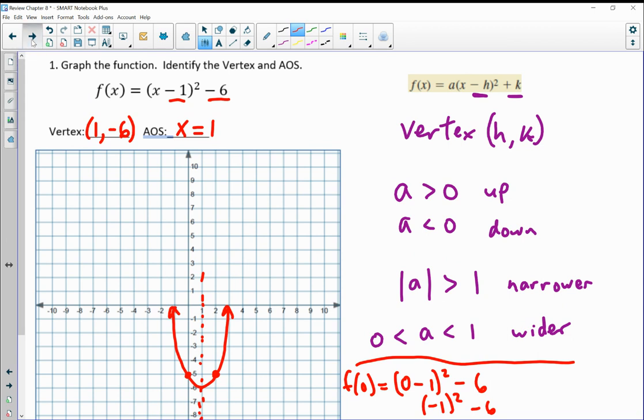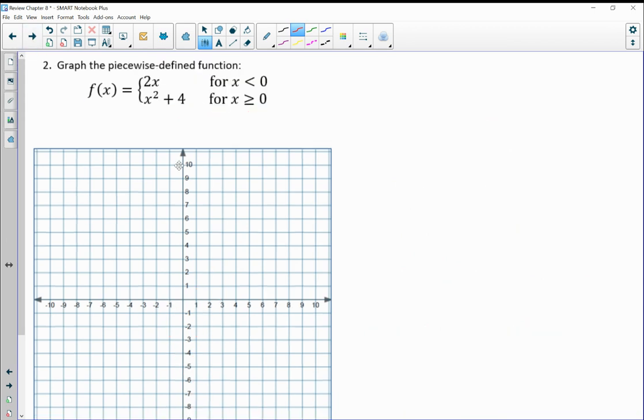Let's take a look at our next one. We're graphing a piecewise defined function: f of x is equal to 2x for x less than 0, and f of x is equal to x squared plus 4 for x greater than or equal to 0. One thing to note when we have these conditions, look at whether it's a less than or a greater than. If it's a plain symbol, just remember at that point, you'll put an open circle. If it's a greater than or equal to or less than or equal to, then you'll have a closed circle at that point.